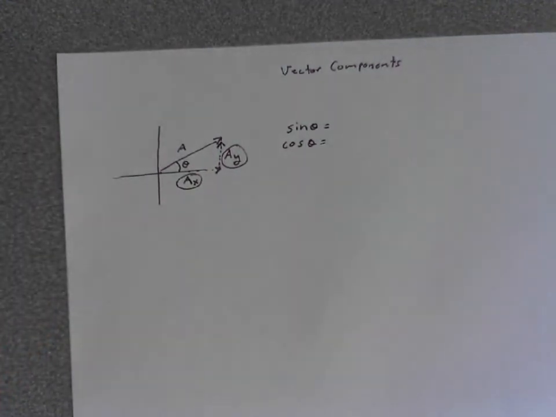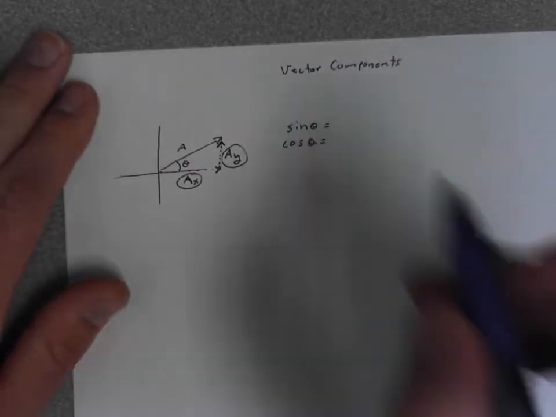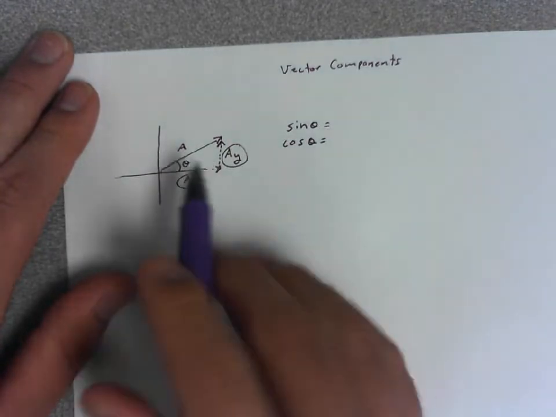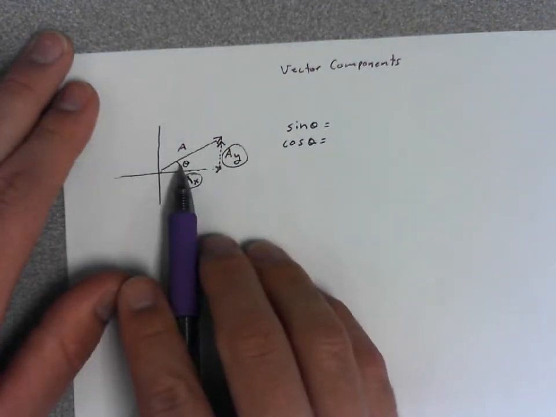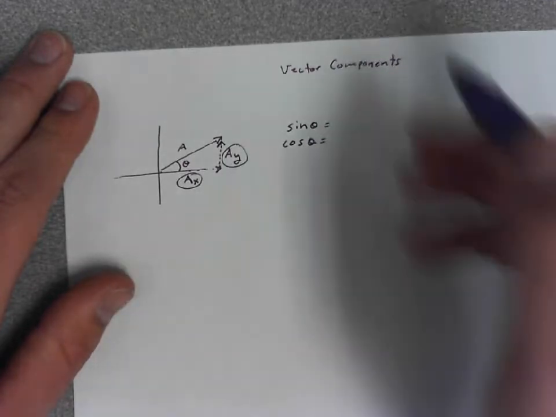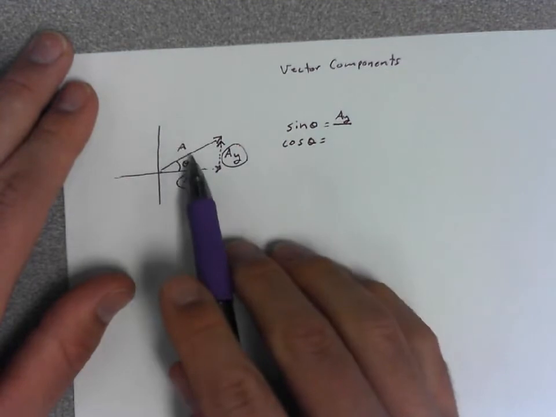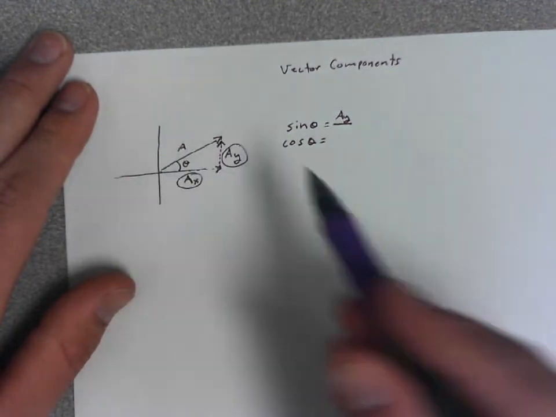A lot of students, and I've said this before, just assume that cosine goes with x and sine goes with y. And although that is a common trend, it's not the set case. Sine is equal to opposite over hypotenuse. So here's my angle. The opposite side length from the angle is the AY. And the hypotenuse, that's right here. That is my A vector.